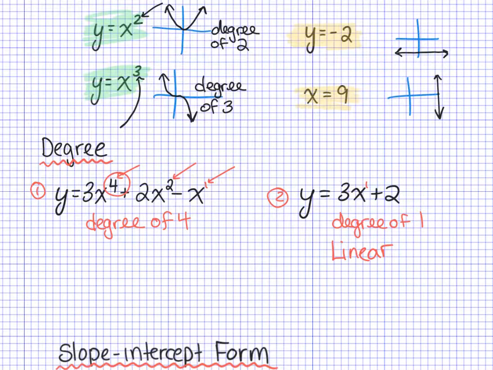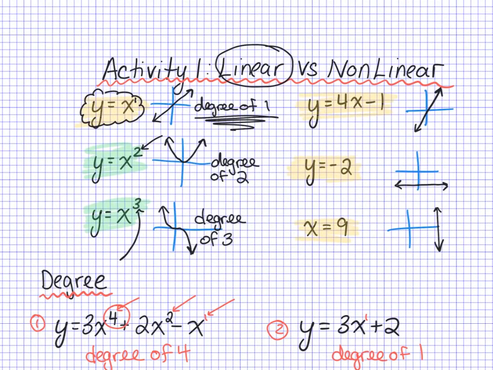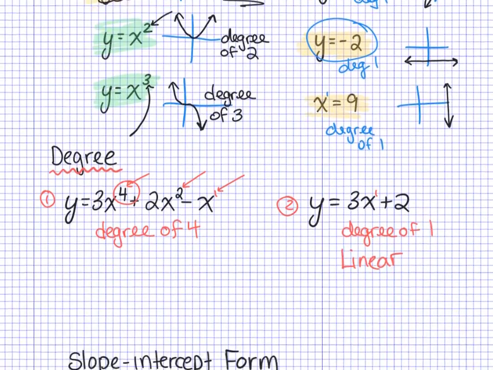Some of these weird ones here: I didn't talk about them, but this one has an x with an exponent of 1, so we can confirm this is a degree of 1, and so is this one. This one doesn't even have an x in it, which is kind of weird, because it's just a flat line, but we're going to also call this a degree of 1, I think. I don't actually know, but I would assume.